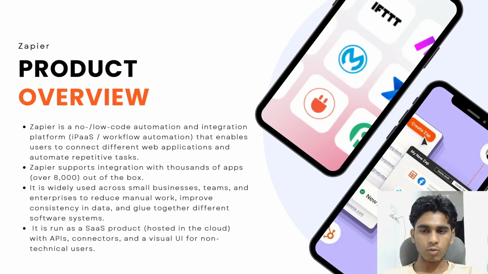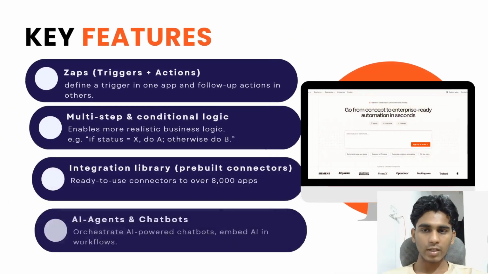So now let's look into the product overview of Zapier. It is a no-code, low-code automation and integration platform that enables users to connect different web applications and automate the repetitive tasks. It supports over 8,000 plus applications. It is widely used across small businesses, teams, and enterprises to reduce the manual work and improve consistency in data. And it is also a SaaS product which is hosted on the cloud with APIs, connectors, and visual UI for non-technical users.